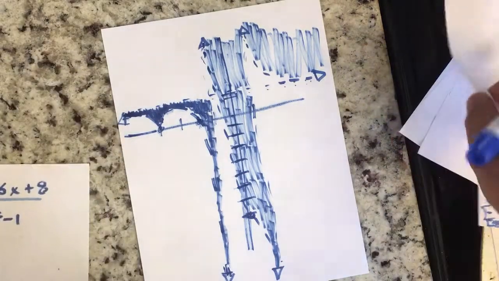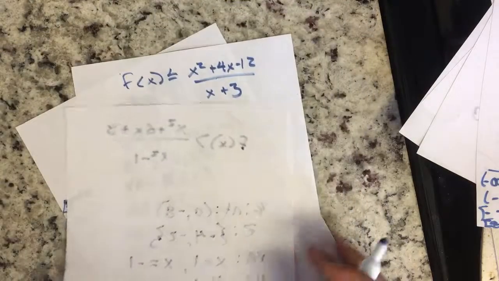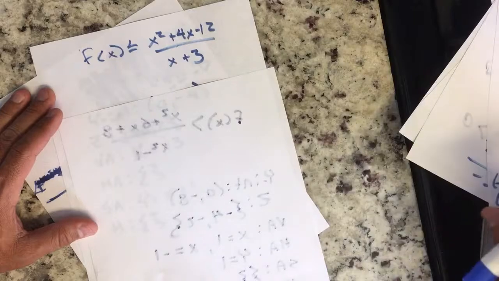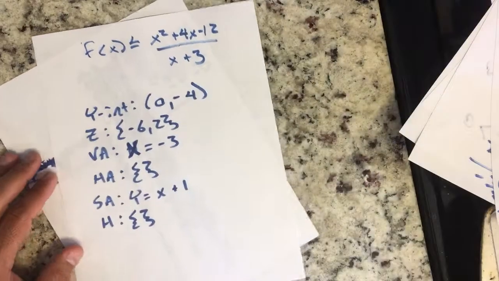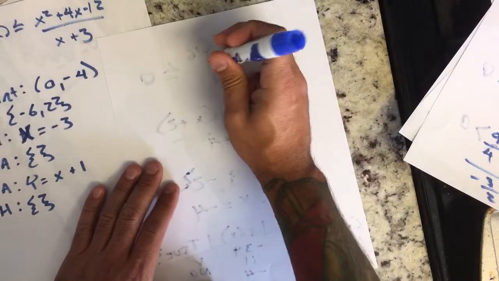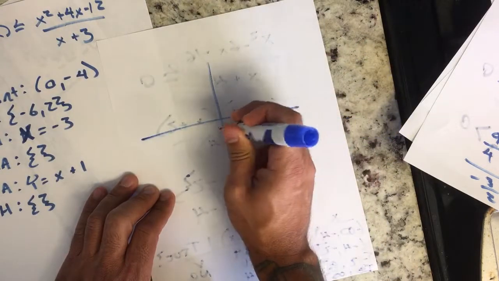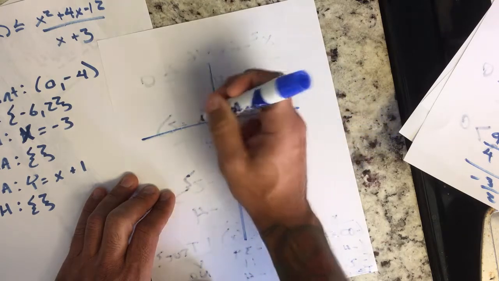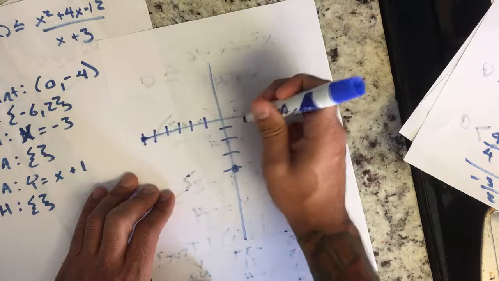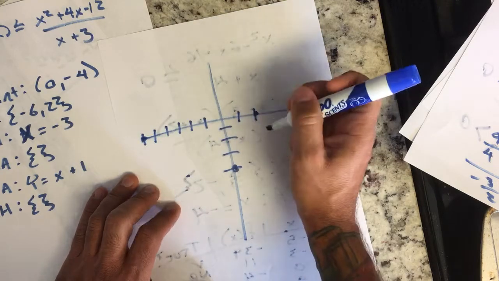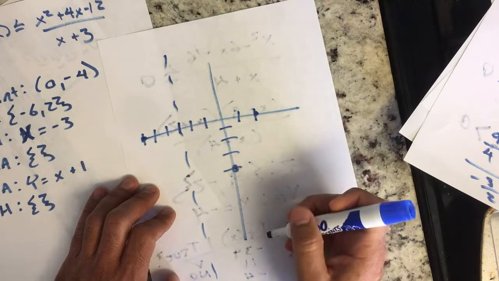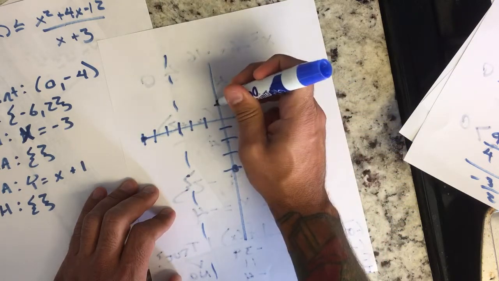The second problem that I'm going to do is this one right here. Again, I'm going to find all the pieces. So when I go through and find all the pieces, I get all of those from my pieces. I'm going to graph them out. I have a y-intercept at -4. X-intercepts at -6 and 2. Vertical asymptote at x is -3. A slant asymptote at y equals x plus 1.